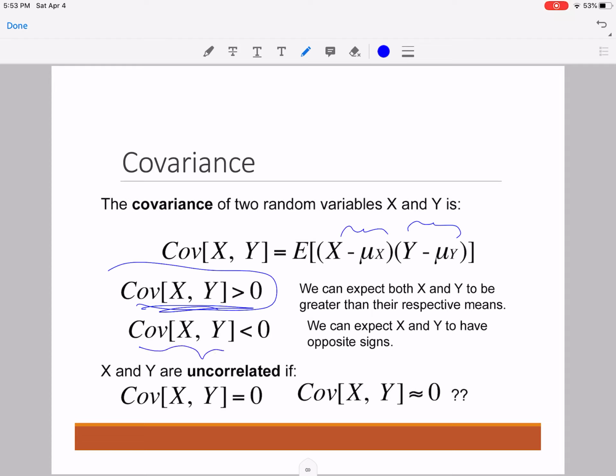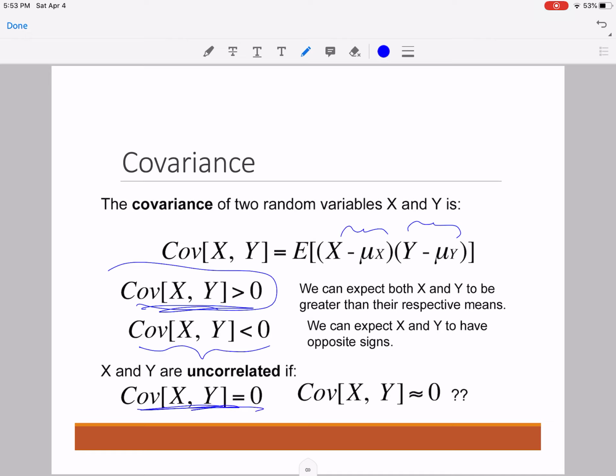But when the covariance of x and y is less than 0, however, then you say that both x and y are increasing or decreasing in opposite directions. You can expect them to have opposite signs. Both x and y are said to be uncorrelated if the covariance of x and y is exactly equal to 0.